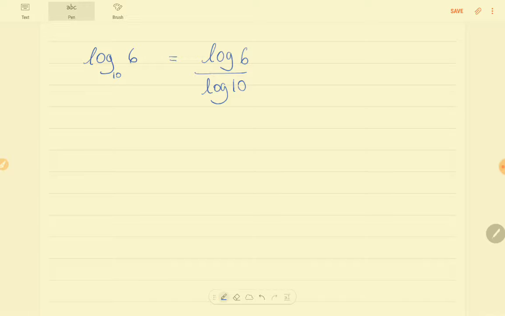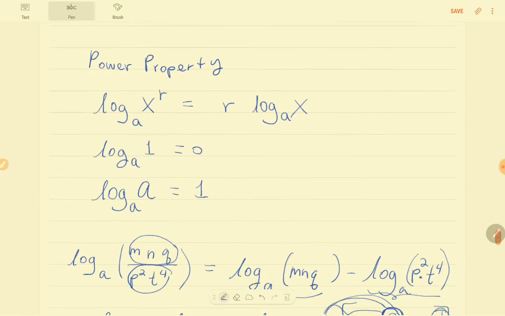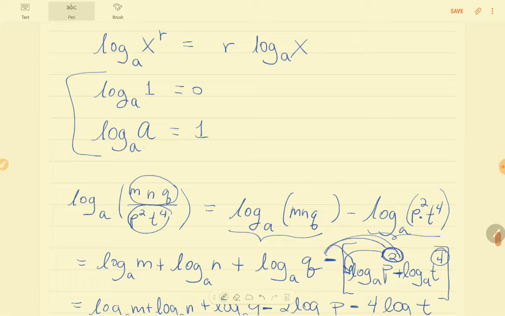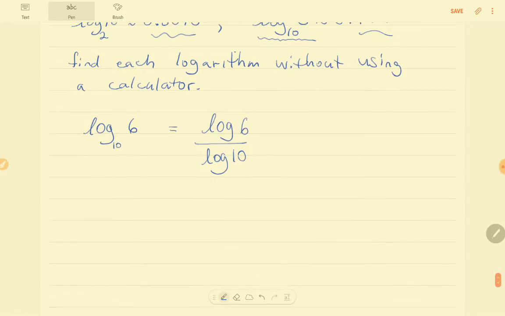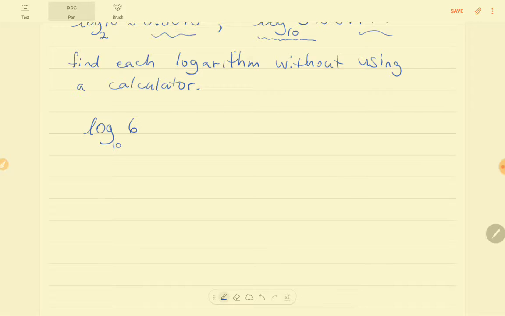Remember, one of the properties we learned in the previous video is that if you have a log of a base of itself, it equals 1. That's because no matter what your base is, if you rewrite this in exponential form, you get a to the power of 1 equals a, which is true no matter what your base is. 3 to the power of 1 is 3, 2 to the power of 1 is 2, and so on. So if I tried to use my change of base formula to evaluate this, it will just send me around in circles, because I'll come back to log 6 over 1, which is just log base 10 of 6. So we're not going to use the change of base formula here. We're going to use the approximations.